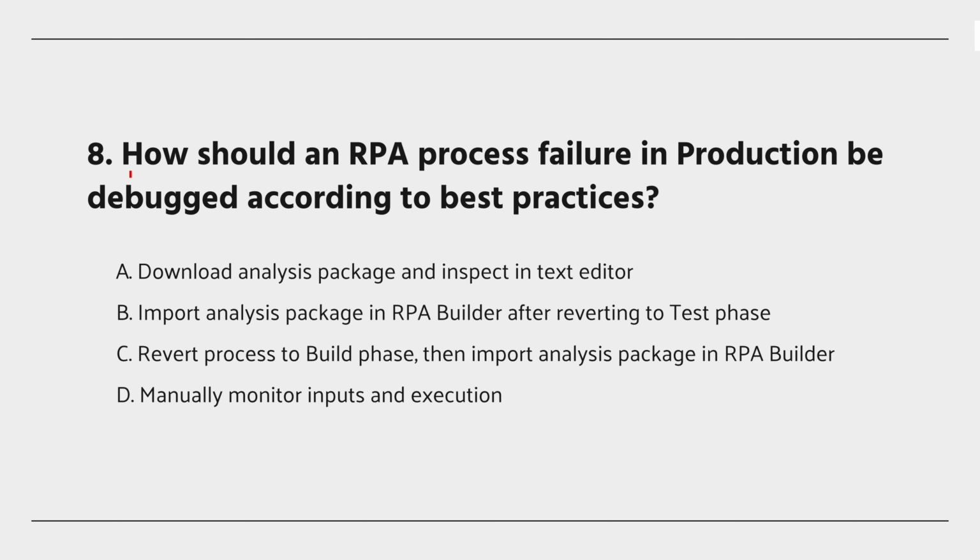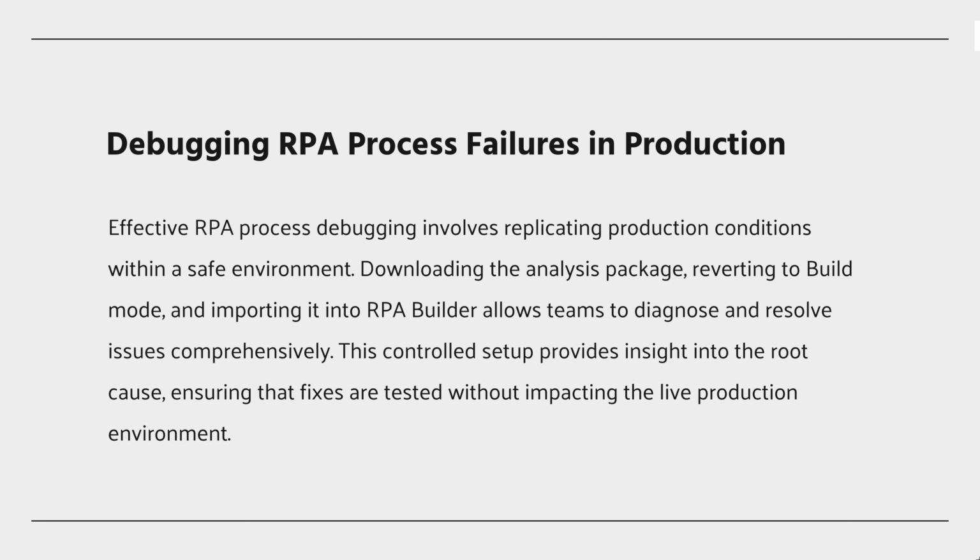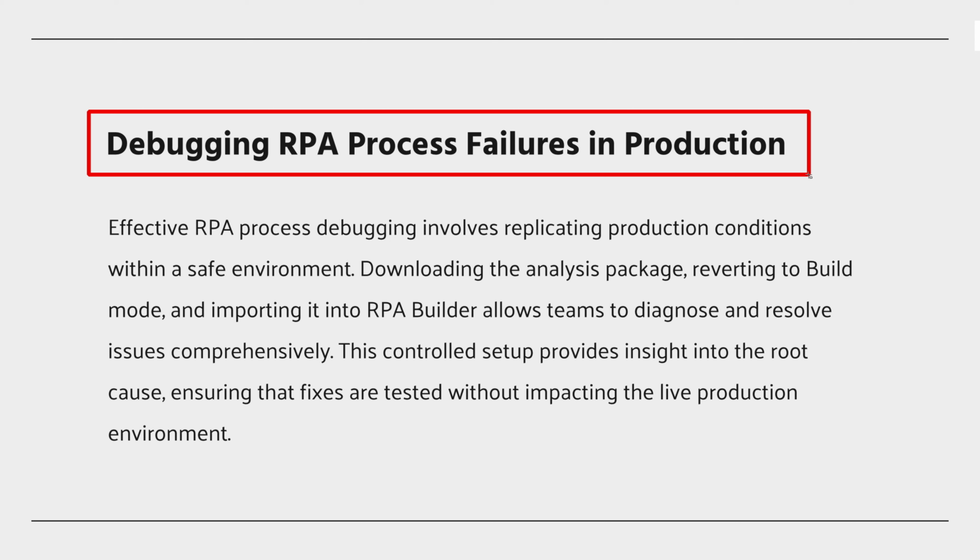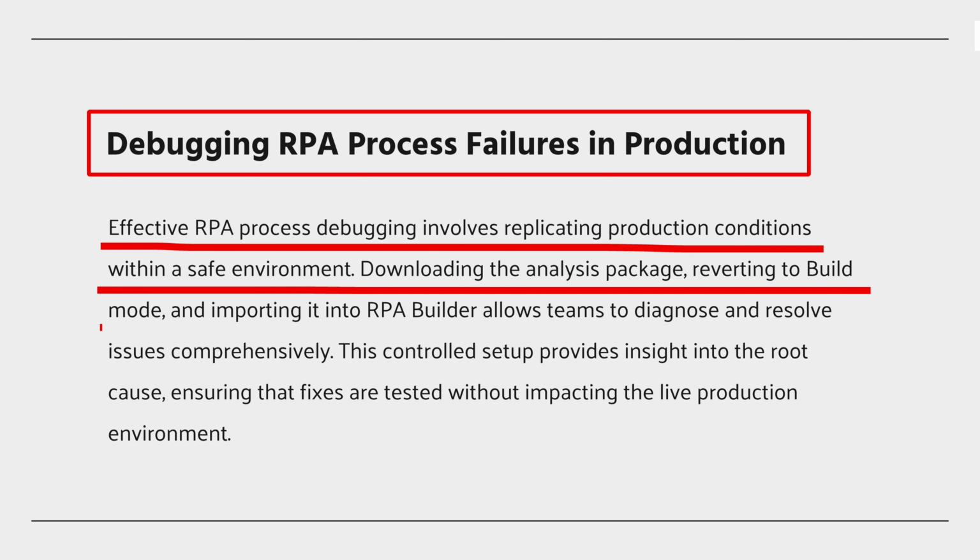Question 8. How should an RPA process failure in production be debugged according to best practices? The knowledge points of this question are: debugging RPA process failures in production. To debug RPA failures, download the analysis package, switch to build mode, and load it in RPA Builder. This lets you troubleshoot without disrupting production, so you can find and fix issues safely.